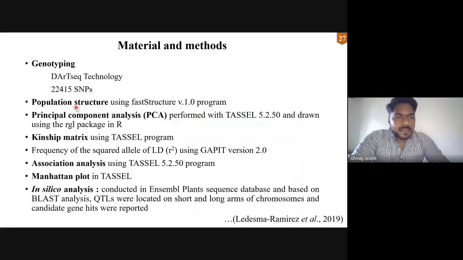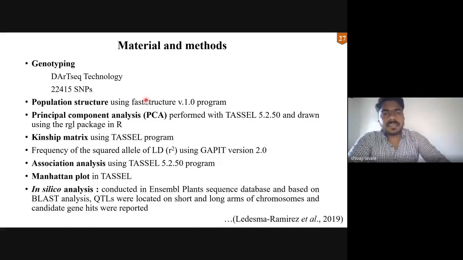Then principal component analysis, kinship, and association analysis, Manhattan plot, all these were performed using the TASSEL software, and population structure using FastSTRUCTURE software. Genotyping was done using 22,415 SNPs.